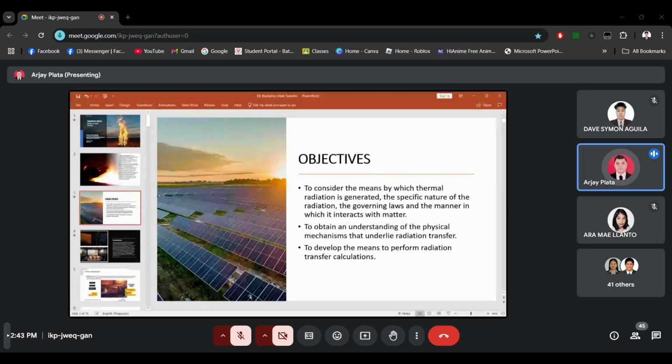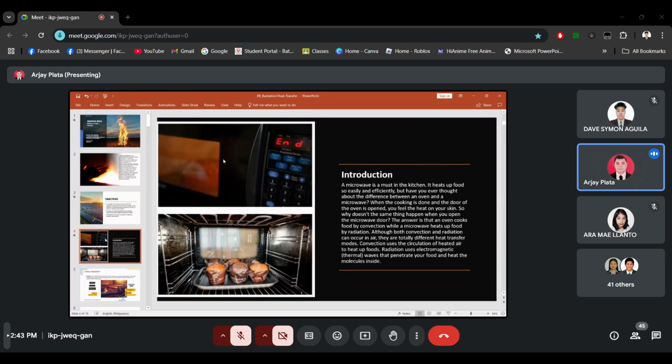So yeah, another example of radiation heat transfer is the solar energy coming from the sun. It is transmitted to the solar panels and the energy is being stored through batteries. Another example here is an oven, two types of oven. One is a microwave oven and the other one is a conventional oven.